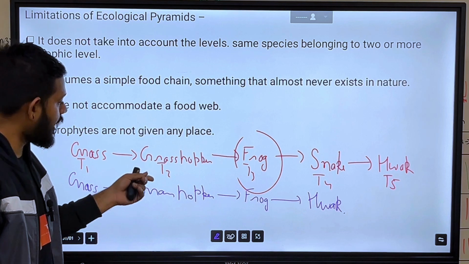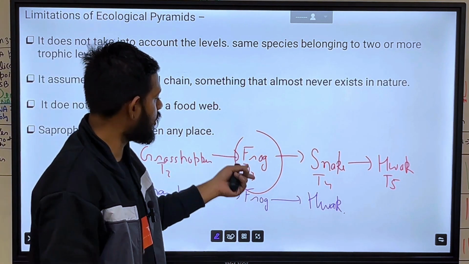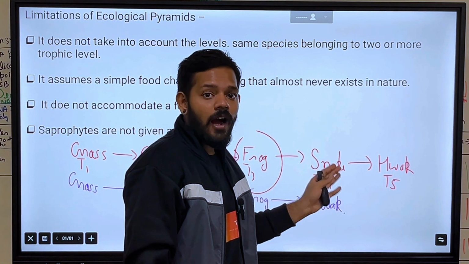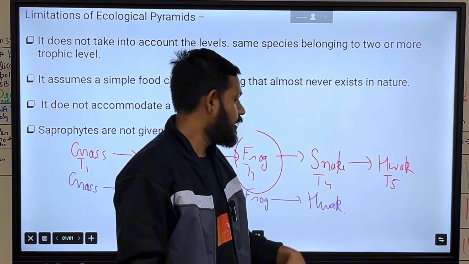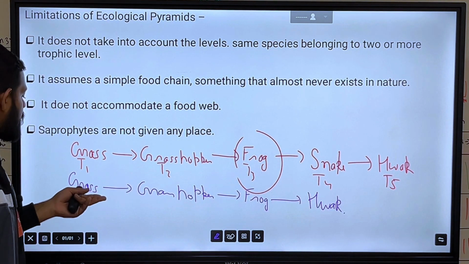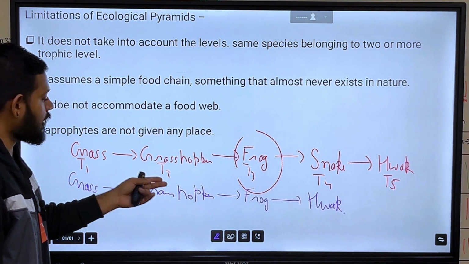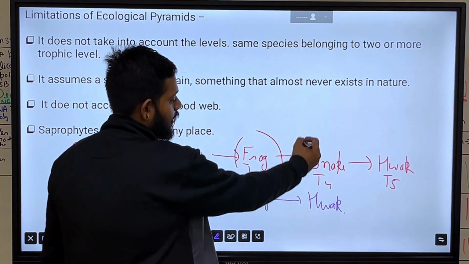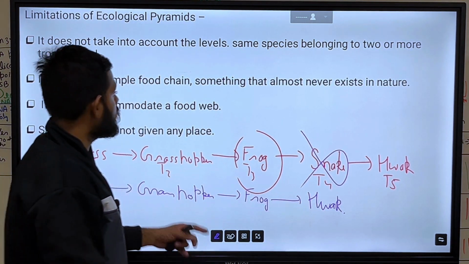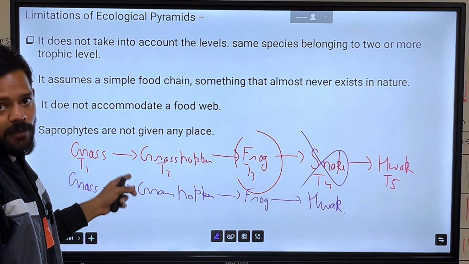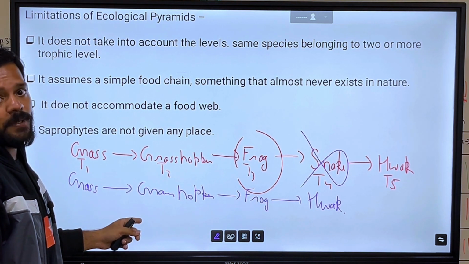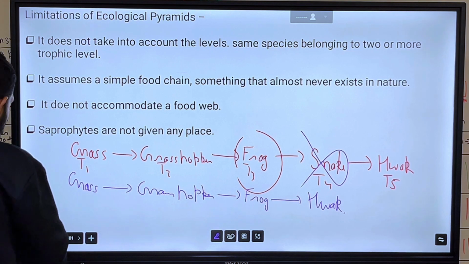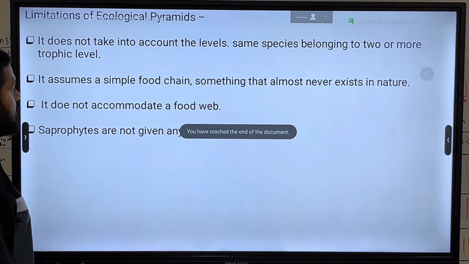That grass is eaten by grasshopper, grasshopper by frog, frog by snake, snake by hawk, this is not occurring in nature fully. This can also happen: grass is eaten by grasshopper, grasshopper by frog, and frog directly by hawk. So you miss one trophic level. This is not accountable in the ecological pyramid; you cannot identify or justify these things.